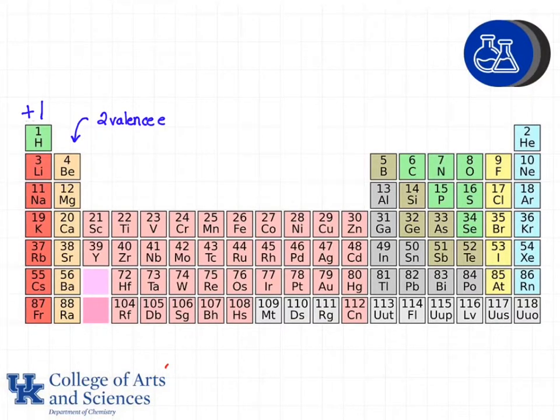Next, we're going to look at the second column, and we see that these elements all have 2 valence electrons, and they're all going to lose 2 electrons and form a charge of +2.